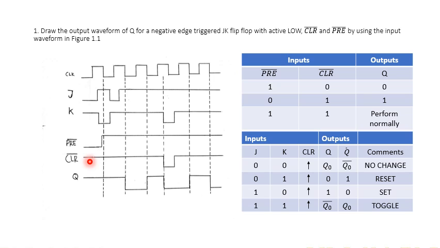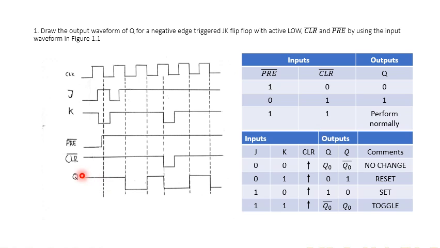First things first, to create the Q waveform here, we will first look at the PRE bar. Based on the theory truth table, if PRE bar equals 0, the output will be 1. So here, PRE bar is 0, so the output here will be 1. The output will continue until clock 1 and we stop here.